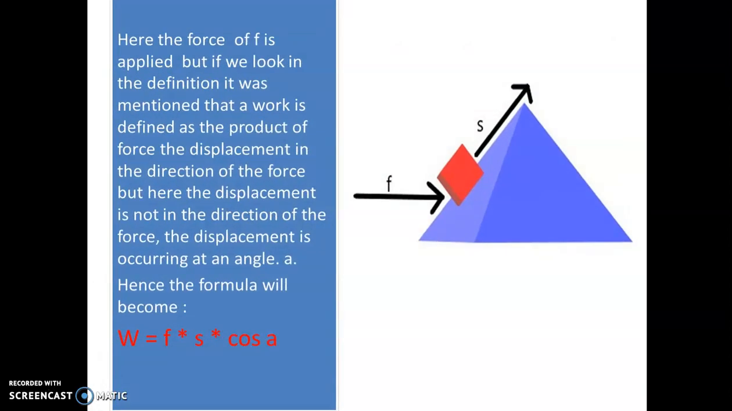Now let's see what A is and why it comes into action. Suppose there is a pyramid. This is a pyramid. And you have to put this box at the top of the pyramid here. What will you do? You will apply a force here. Is the box going in the same direction as the force applied? No, it is traveling in this direction.